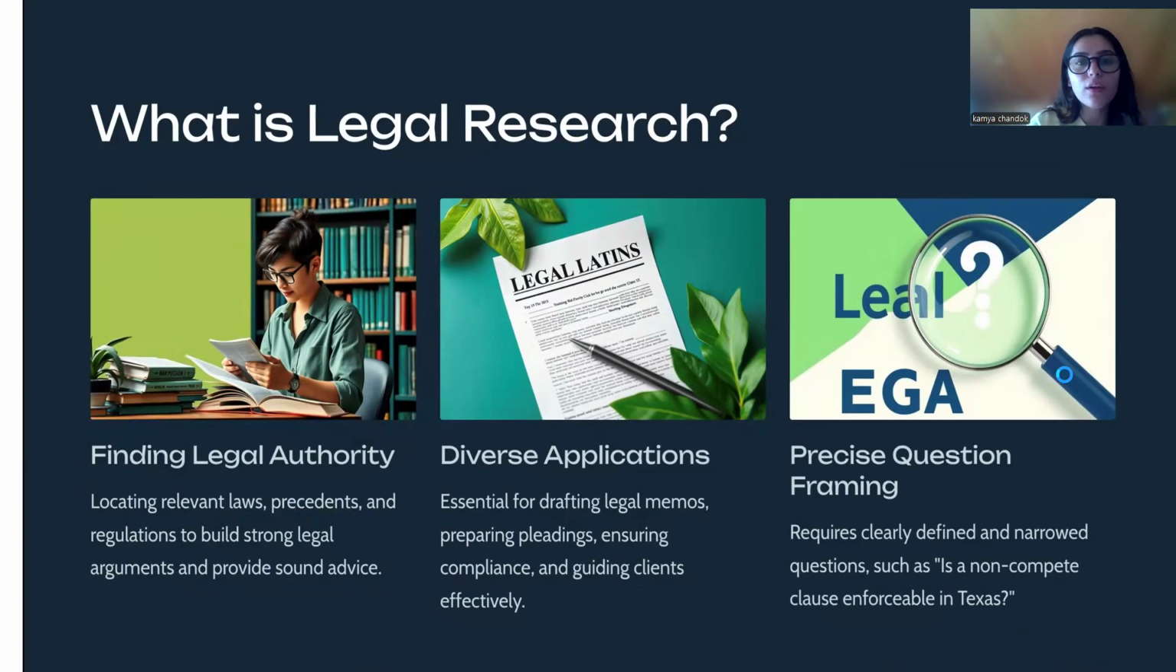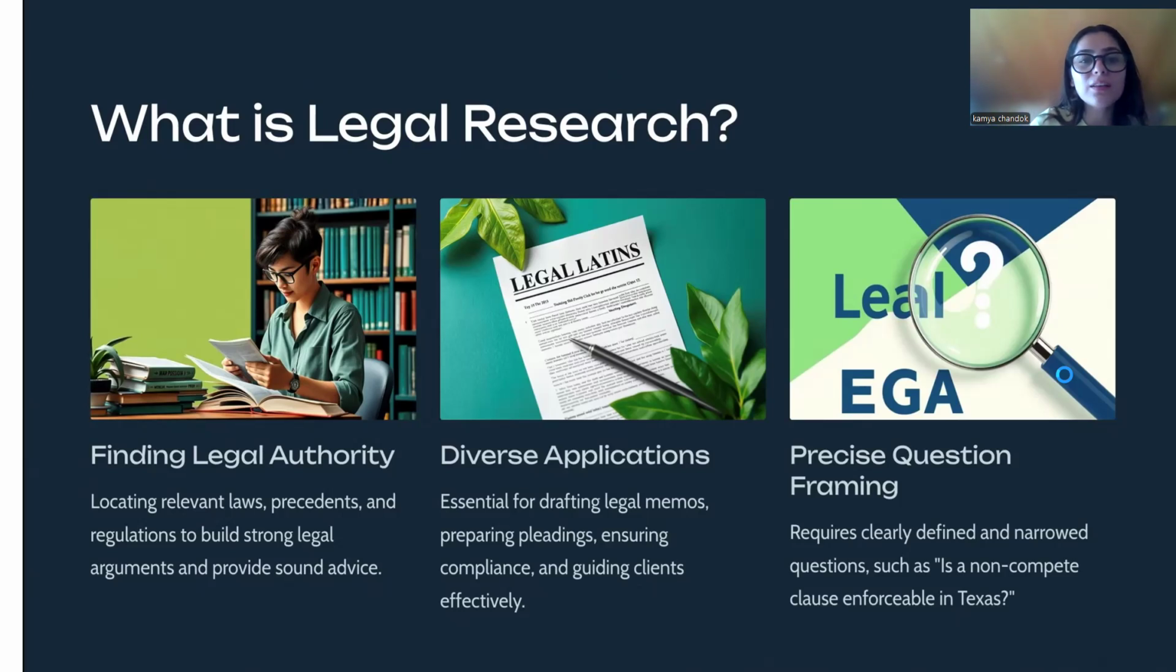Now, this involves firstly finding the legal authority. It is very important for you to locate the statutes, the regulations, or the case law that governs the issue. Take for example, if a client asks whether a non-compete clause is enforceable in Texas, your first step here is to find the Texas statutes and case laws that deal with non-compete agreements, right?